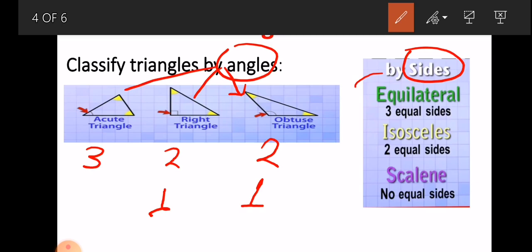The first one, equilateral, and we said from the name it's equal, meaning the three sides are equal. The second type we call isosceles, meaning two equal sides. The third one is the scalene, the three sides are different. I don't have any sides which are equal in it. So equilateral, isosceles, scalene. This is according to what? According to the sides of the triangle.